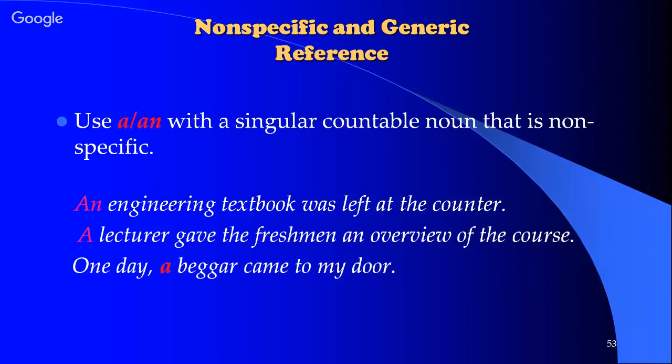We use a or an with a singular countable noun that is non-specific. An engineering textbook was left at the counter. A lecturer gave the freshman an overview of the course. One day, a beggar came to my door. So we are non-specific.